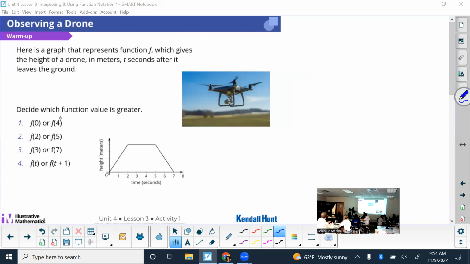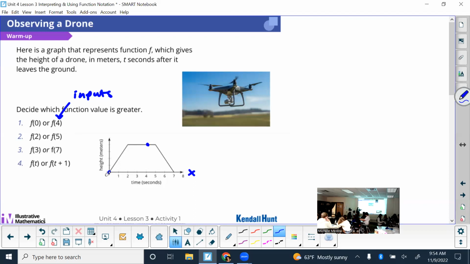Okay, because these 0s and 4s, and the numbers in the parentheses, always represent your what? Inputs. So inputs, you look at what axis? So then looking here, you look at the line for the 4 and for the 0. But how do you know which one's greater if there's no numbers on the y-axis? The other one is higher. Good enough for me, right?